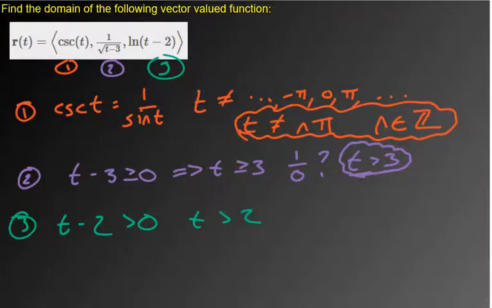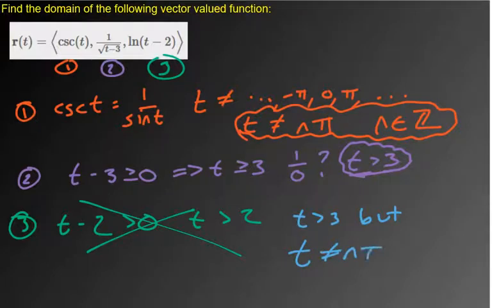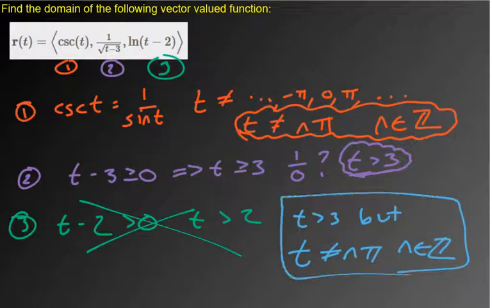And so this part actually doesn't even matter, because we already had to be bigger than 3. If you're bigger than 3, then you're already bigger than 2. So this kind of trumps this thing, and really you could just write the answer like that. You could just say t needs to be bigger than 3, but t can't be a multiple of pi. That would be a perfectly fine way to say the domain.